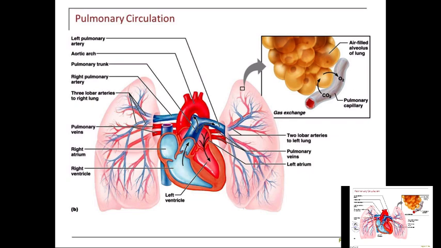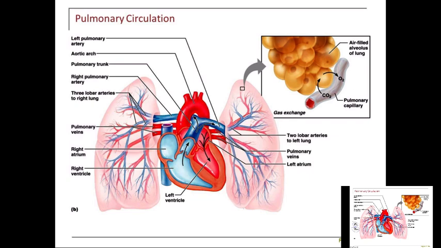So it's a little bit tricky when you look at the colors and the direction, because most of the time you'll think, well, blood going away from the heart is going to be arterial, and arteries are carrying oxygenated blood, but that's not the case here.